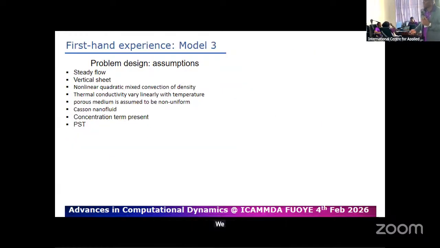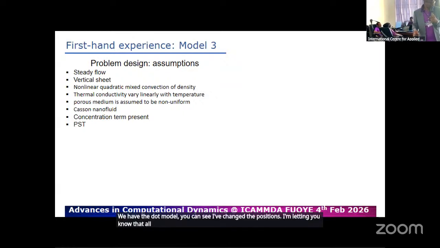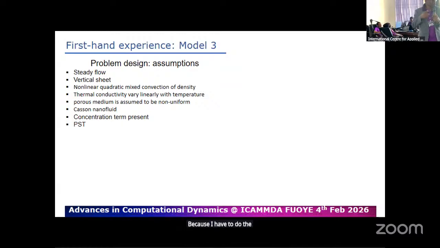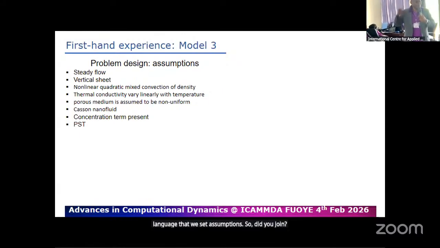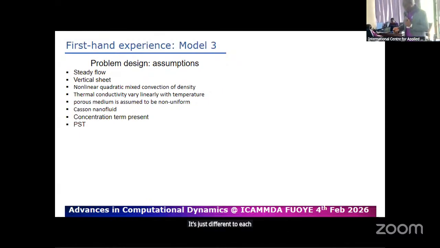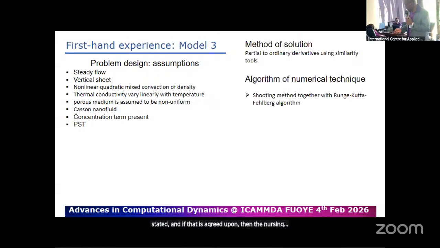We have the third model. You can see I've changed the visions. I'm letting you know that all you need is to change the assumptions, and you must be first, because you have to do the literature review in line with that new set of assumptions. So the literature review was different in each of the models that we have considered. So here again, we have all the assumptions stated. And if that is agreed upon, then the next thing is to look at the method. Same thing. We are reducing the partial differential equation to ordinary by just having similarity transformation.